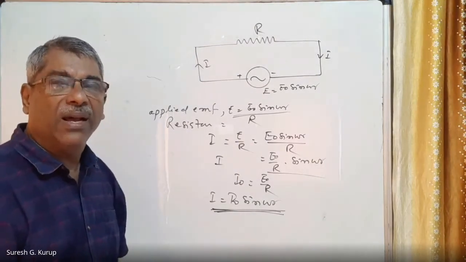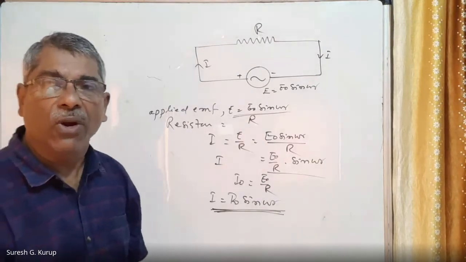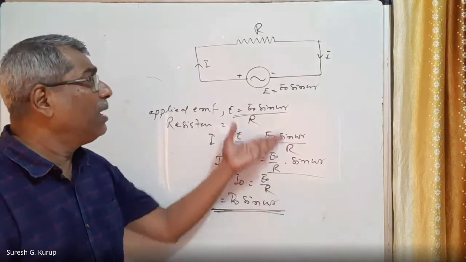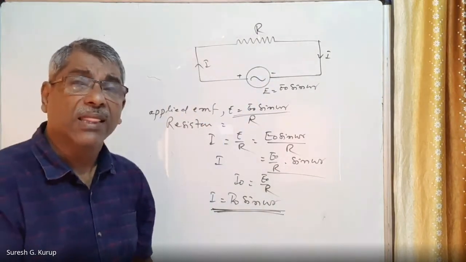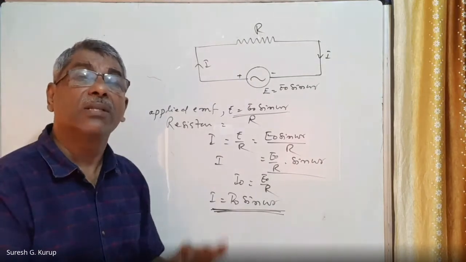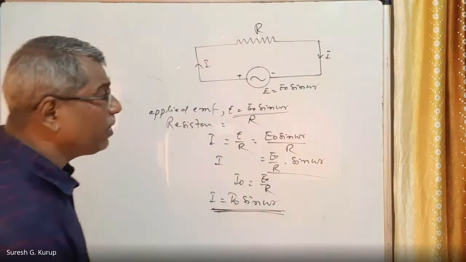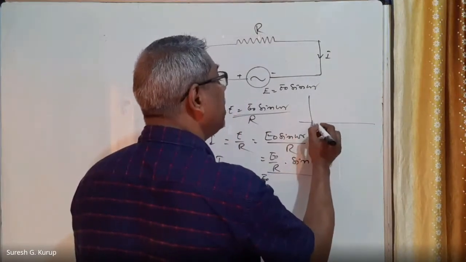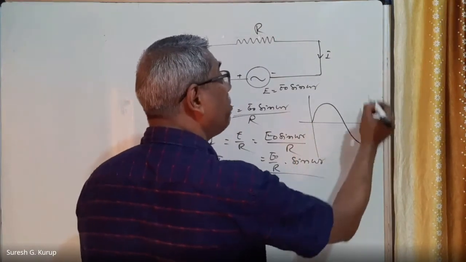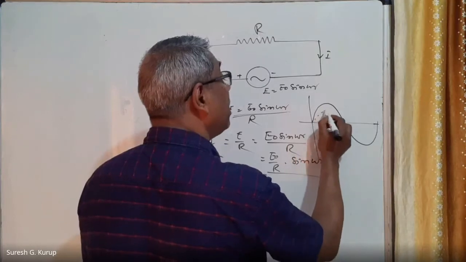So when a closed AC circuit carrying AC current has a pure resistance, the current and the EMF are in the same phase. What is the meaning of that? The meaning is this. Suppose this is the EMF phase. So this is the EMF curve, and this is the current curve.